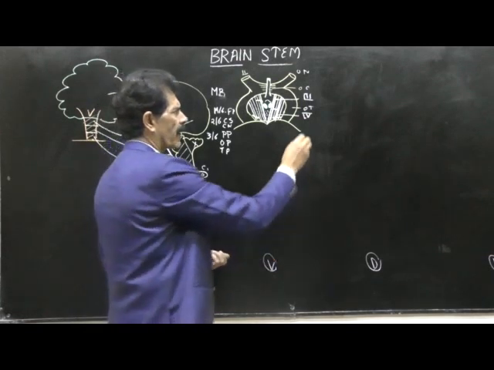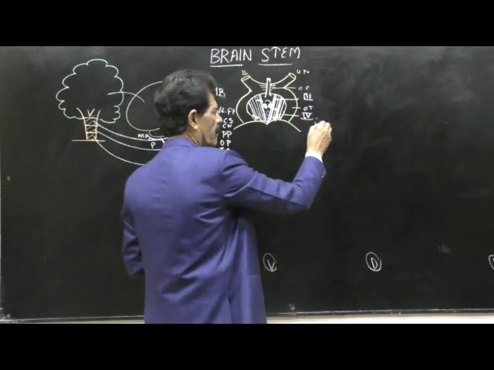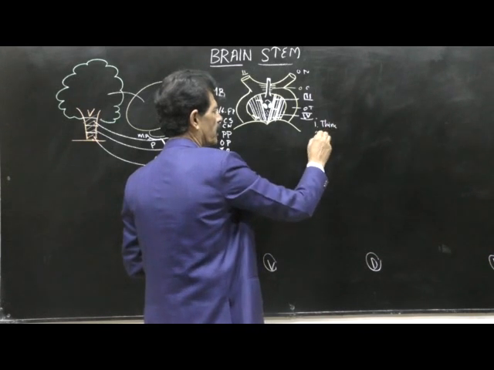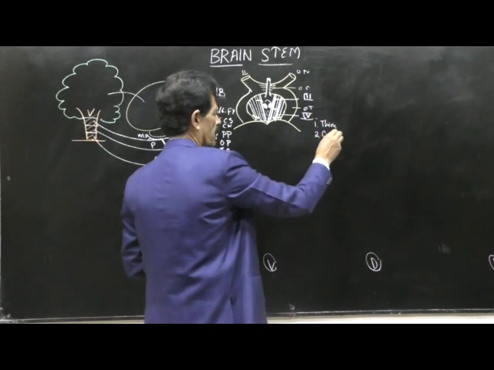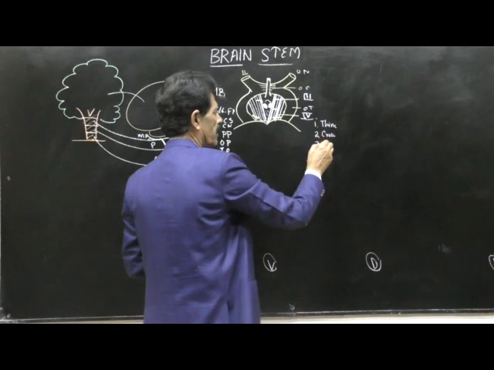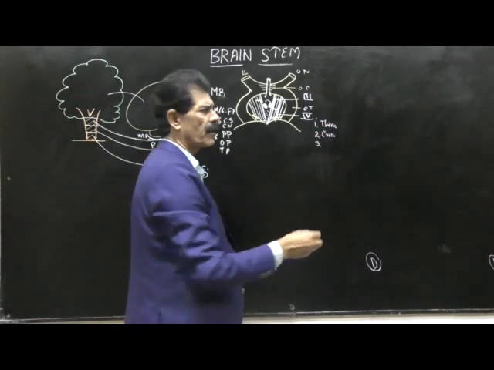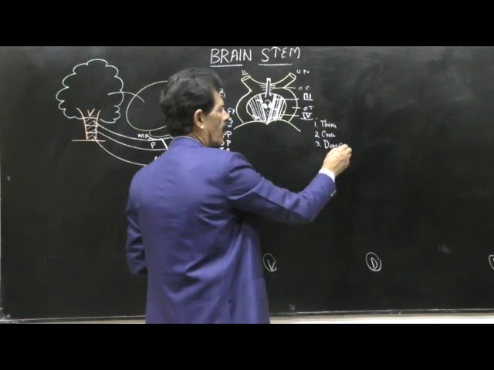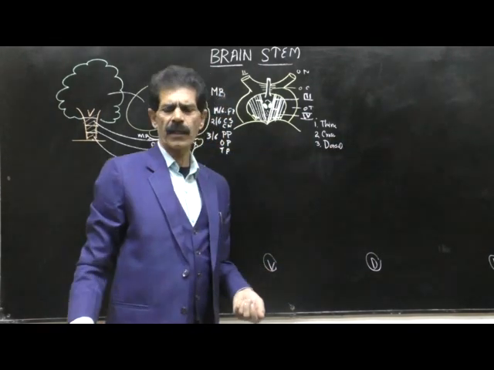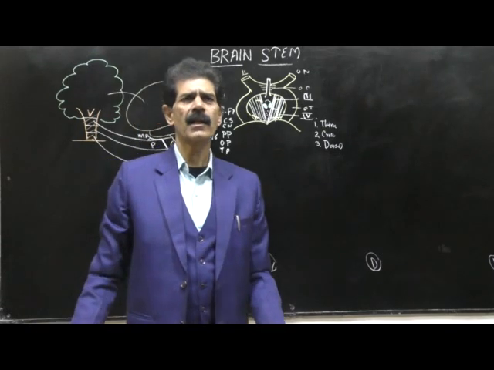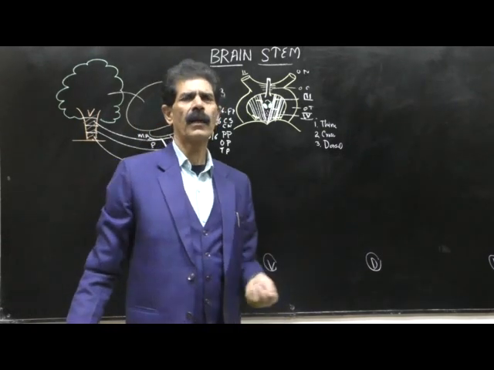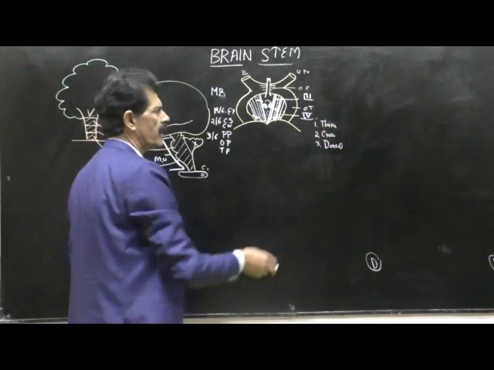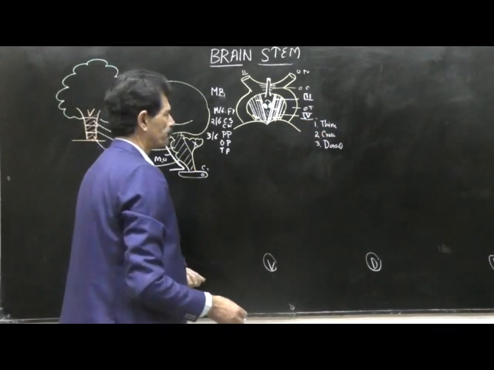And the trochlear nerve has three specialties. Number one, it is the thinnest cranial nerve. Number two, it has crossed fibers. Number three, it is the only cranial nerve arising from the dorsal surface of the brain. All other 11 pairs of cranial nerves arise from the ventral aspect of the brain, but this only arises from the dorsal aspect. So three specialties you have to remember about the trochlear or the fourth nerve.